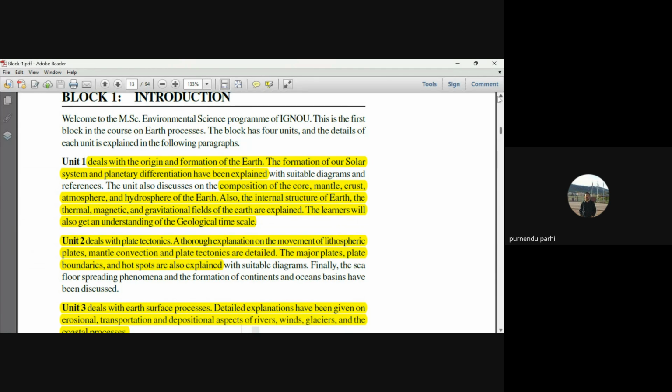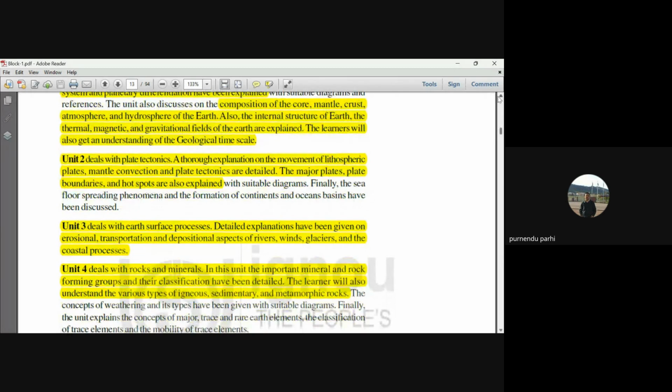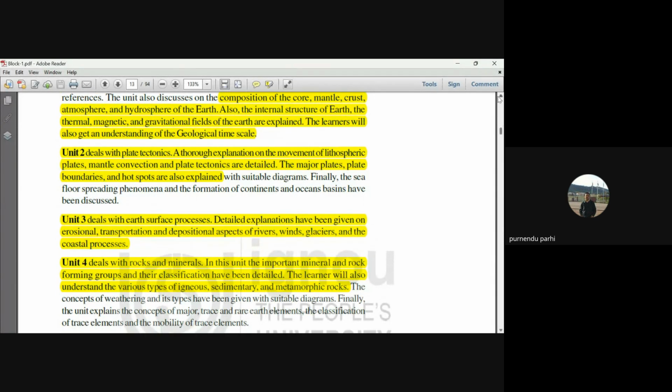Unit 2 will deal with plate tectonics, a thorough explanation of the movement of lithospheric plates, mantle convection, and plate tectonics. The major plates, boundaries, and hot spots will also be explained. Unit 3 will deal with earth surface processes like river, wind, glaciers, and coastal processes, transportation, and erosion. Then unit 4 will deal with rocks and minerals. So these are the 4 units that we are going to discuss.